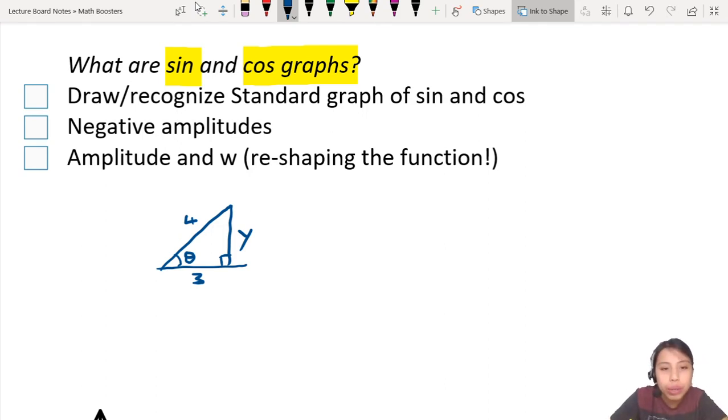Because if you want to find y, it's opposite over hypotenuse. Sine of the angle is opposite over the hypotenuse, which is 4. Then you're like, oh, so if I know the angle, I can find my y already.